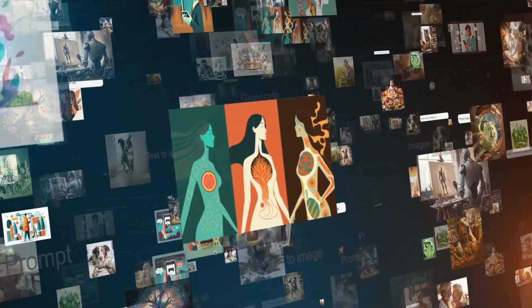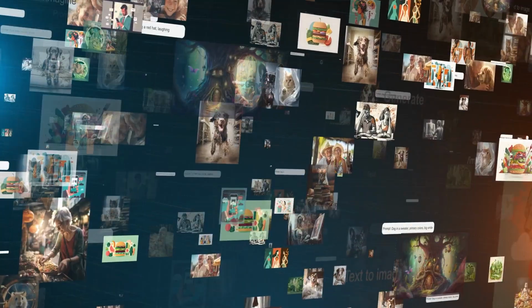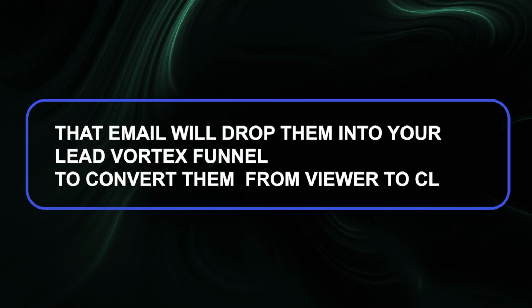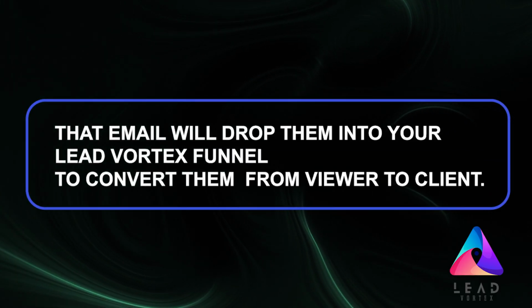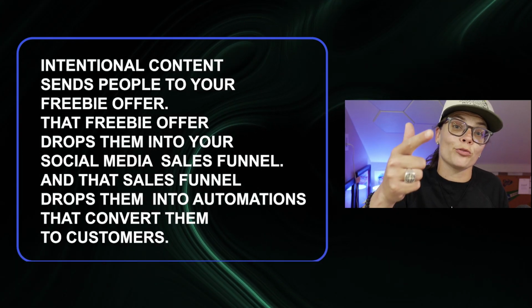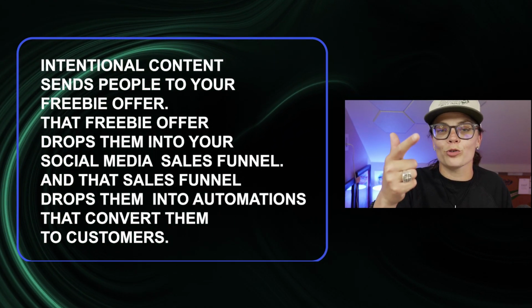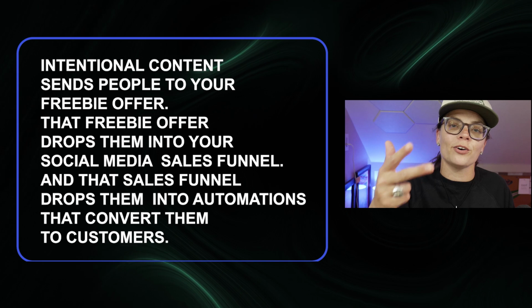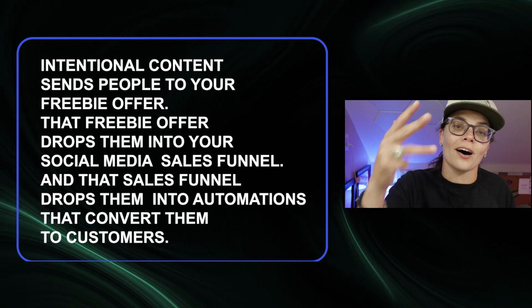That's simply where you create content for your viewer about the freebie that you have to offer that's going to get them a quick result. And then that email will drop them into your lead Vortex funnel to convert them from viewer to client. So to sum up the big picture, it's a little something like this. Intentional content sends people to your freebie offer. That freebie offer drops them into your social media sales funnel, and that sales funnel drops them into automations that convert them to customers.